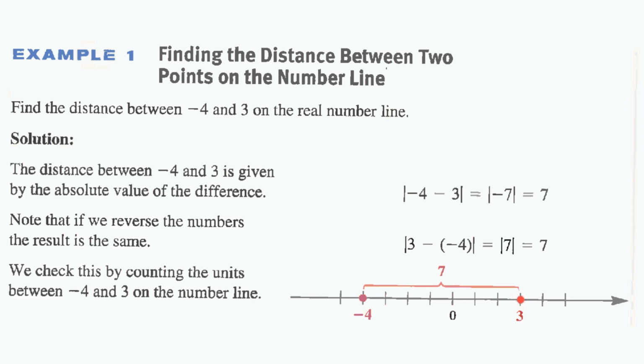So absolute value is used to find the distance between 2 points on the number line. How far apart are negative 4 and 3? To find the distance, you're going to subtract. So we could say negative 4 minus 3 and get negative 7, or you could say 3 minus negative 4 and get 7. Either way, we want to take the absolute value because we don't care if we're going from left to right or right to left. We want to know the distance, and the distance would be 7.